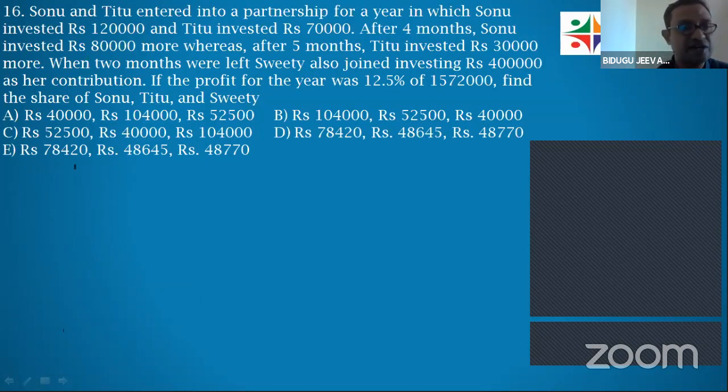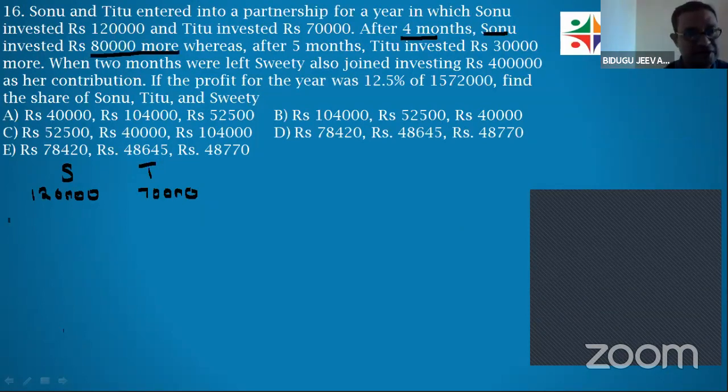Okay. So here, Sonu's and T2's investments are 1,20,000 and 70,000. After 4 months, Sonu invested 80,000 more. Let me write. I'll remove these 4 zeros. For the first 4 months, he has 12. After 4 months, he added 80,000, that means 2 lakhs. For the next 8 months, he has 20. I hope you understood. Next, T2 invested 30,000 after 5 months.